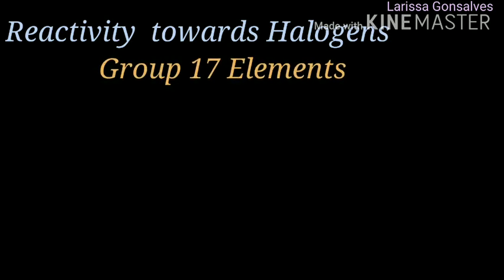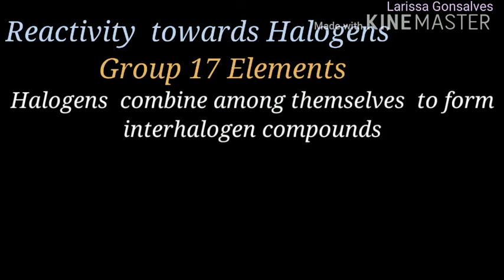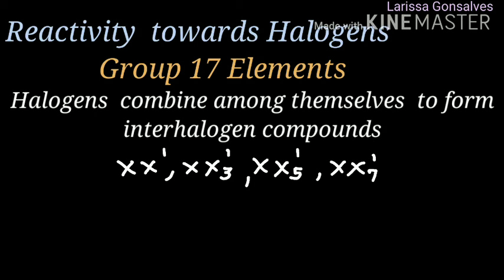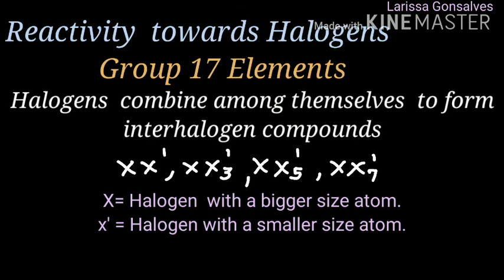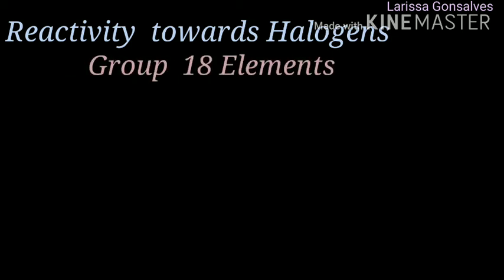Next are group 17 elements. We already know group 17 elements are called the halogen group. So these halogens combine among themselves to form a large number of compounds which are called interhalogen compounds. They could be of the type XX', XX'3, XX'5, and XX'7. Here X is the halogen with a larger size and X' is the halogen atom with a smaller size.